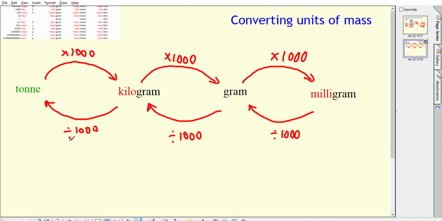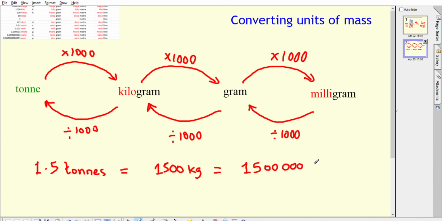Let's see one example of this. Suppose you got 1.5 tons. Then that is 1,500 kilograms, because it times by 1,000. And this is 1,500,000 grams, because I times by 1,000 going from here to here. And that's equal to 1,500,000,000 milligrams. But you wouldn't normally write something this big in milligrams, would you?